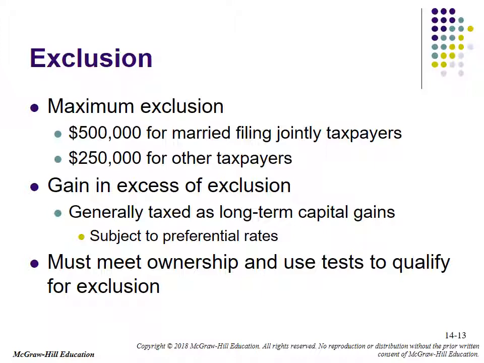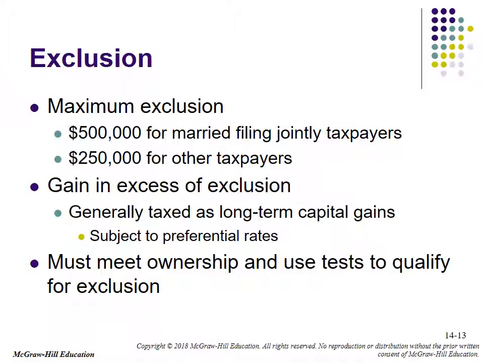Well, if you have a gain and you're married filing jointly and you both can qualify, and we're going to talk about that. So let's say you're married 30 years. You've lived in the same house for 30 years and you and your wife are still married. Well, you can exclude up to $500,000 of the gain associated with the sale. For any other taxpayer, it's $250,000. If there's any gain above that exclusion amount, it's taxed as long-term capital gains. So you get those preferential tax rates.